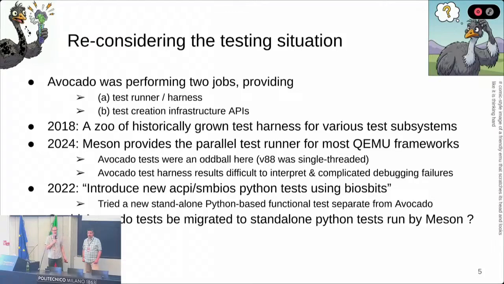Then in about 2022, Annie contributed the BIOS bits test suite, and he initially did this as a standalone Python test. And we convinced him to port it over to Avocado because we didn't want to introduce a new test framework. But in retrospect, Annie was going down the right avenue with his attempt to provide a standalone Python test runner. So Thomas basically had the idea that we could take the Avocado tests and port them over to a new standalone Python test runner framework.